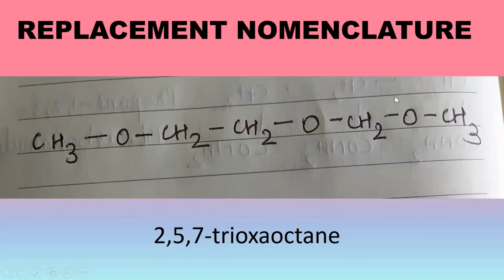So we have to remember that oxa is used as a prefix in 3 cases. 1, when ketone is used as a substituent. 2, when aldehyde group is present in the terminal part of the carbon chain. And 3, when an ethereal oxygen is present in a particular compound, and when there are several ethereal oxygens present in a particular compound. So this is the replacement nomenclature.